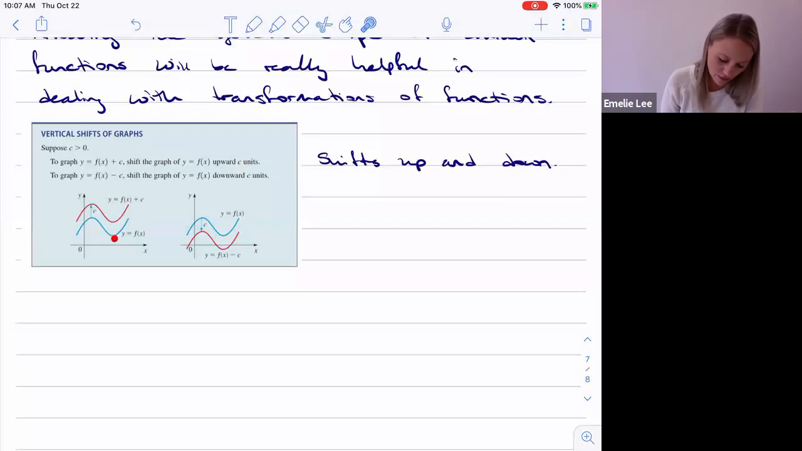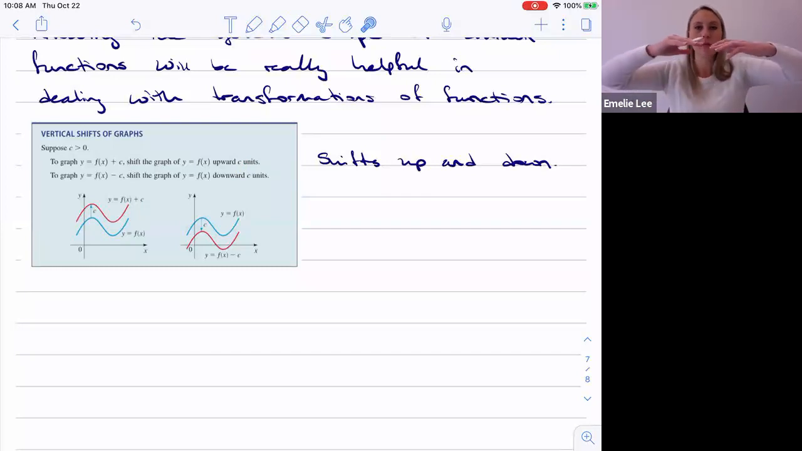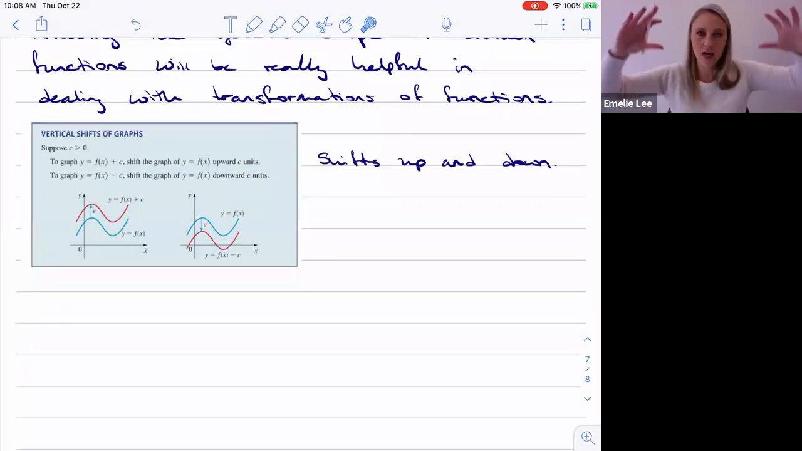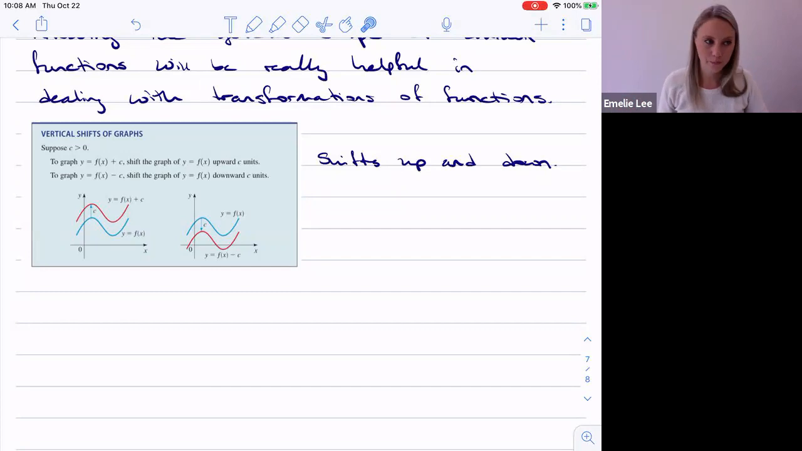And so from here, the blue graph is y equals f of x. And then if we're doing y equals f of x plus c, then everything just gets moved up by c units. Same thing if you've got f of x minus c, then the whole graph gets moved down, but not smushed or anything like that. We will talk about kind of stretching and compressing graphs, but for now, everything just gets moved up or down.